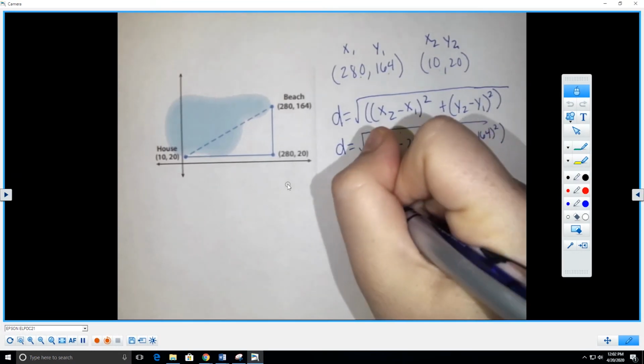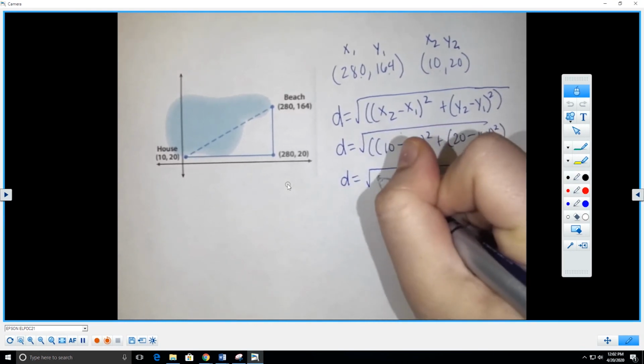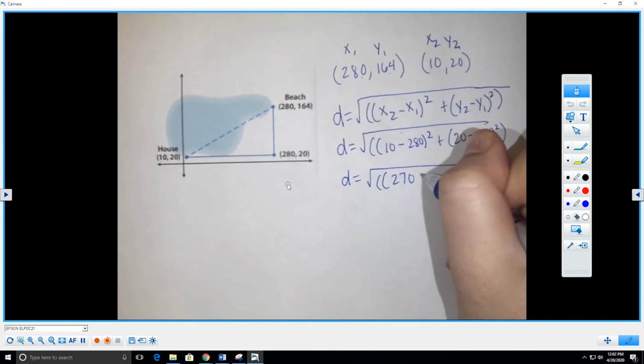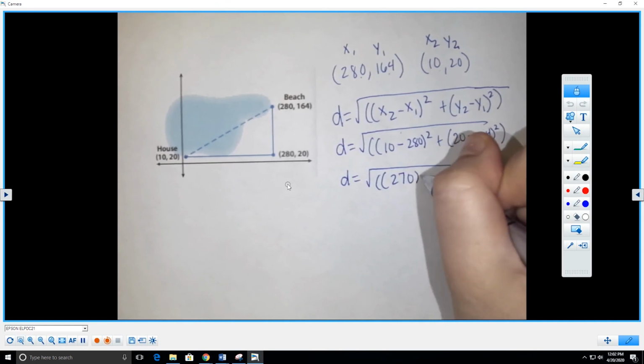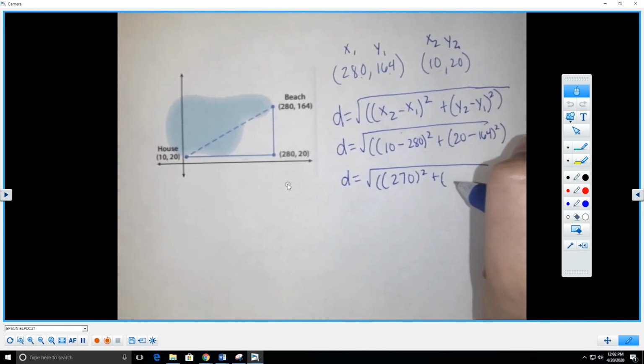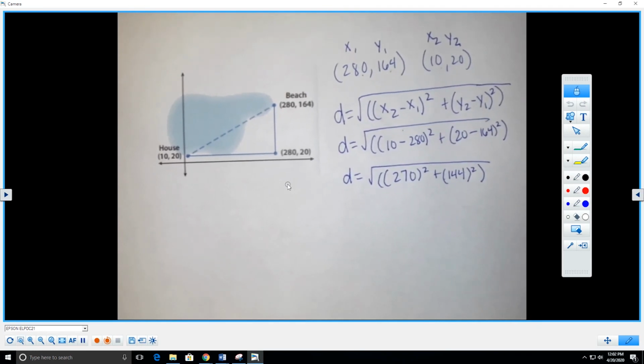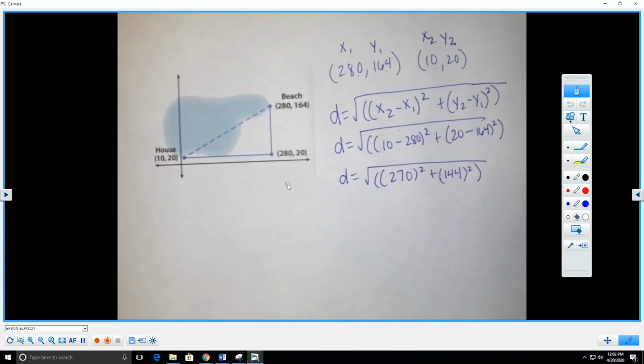So we have d equals the square root of 270 squared plus 144 squared. You'll want to use your calculator or calculator app to help with the squaring.